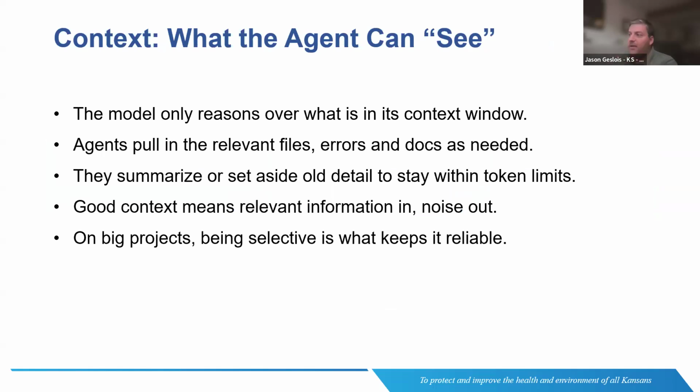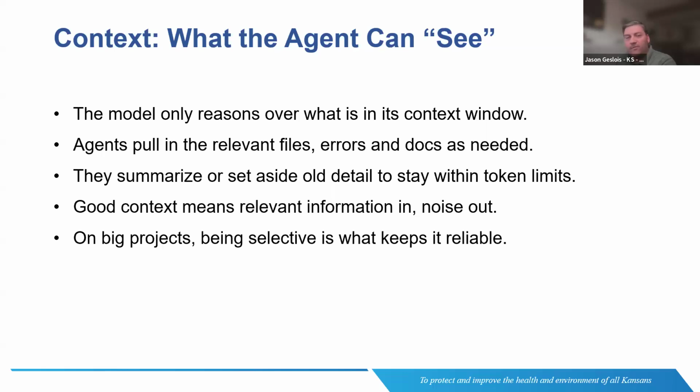Now, the second mechanic is the context. This one matters a lot for reliability. The model can only reason about what's currently in front of it, what's called its context window. It's a bit like short-term memory. There's a limit to how much it can hold at once. So a good agent is selective.